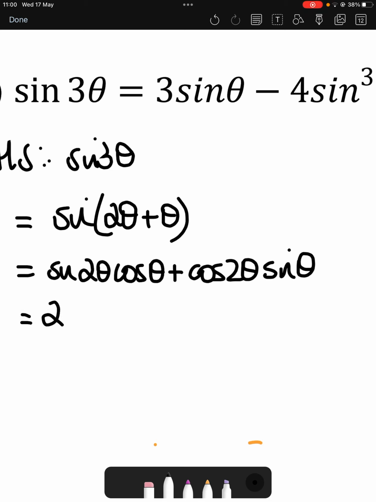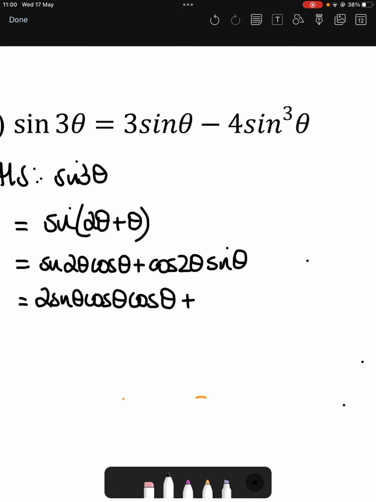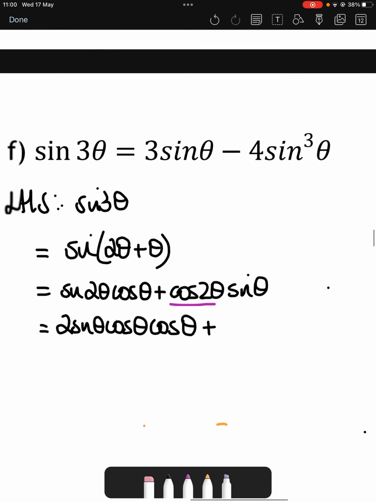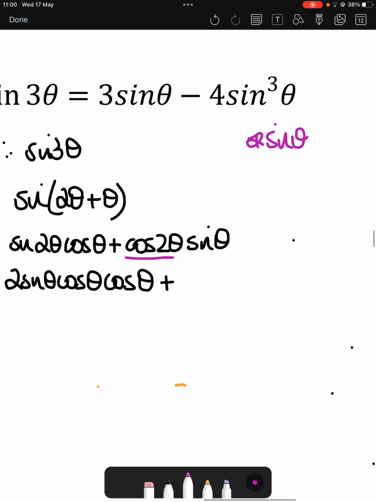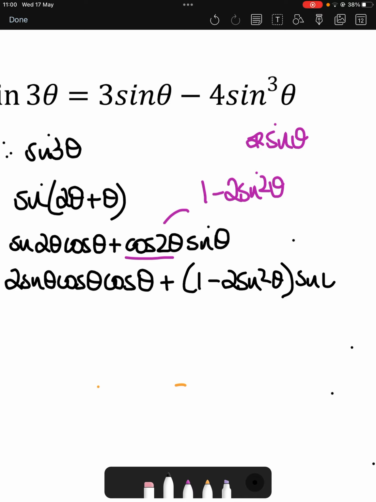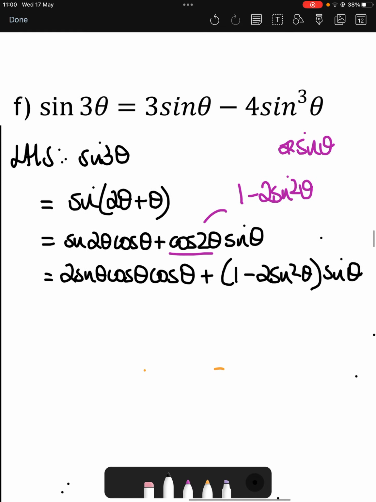Okay, sine 2 theta, I don't have a choice. It's just that. Cos 2 theta, I do have a choice. Now, obviously, if you look at the answer only involves sines. Okay, all these, the whole thing is involving sine. So it makes sense to pick the one for cos 2 theta that involves sine. So 1 minus 2 sine squared theta sine theta. Because your answer has sines in it, so pick the one involving sines.